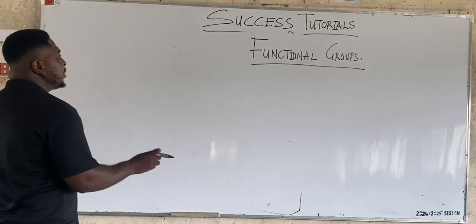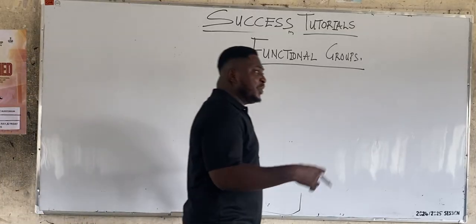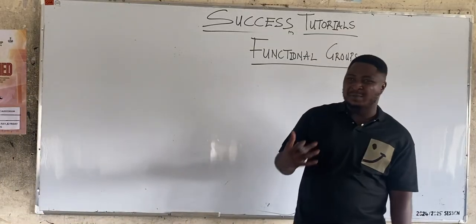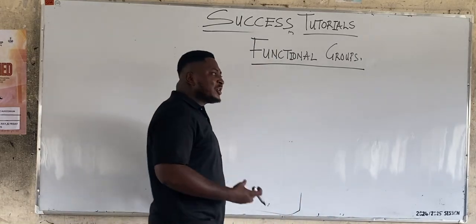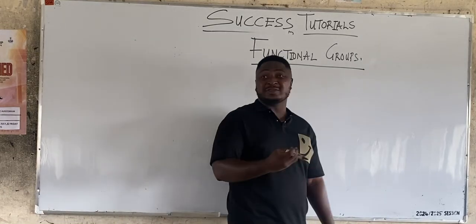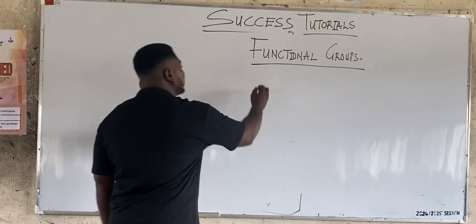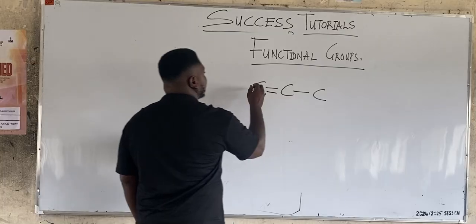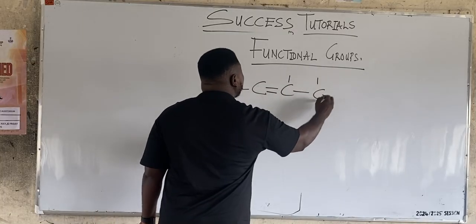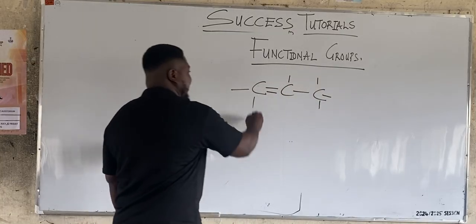Class, if you look at the definition of the functional group we just stated, we are told that it refers to a specific group of atoms or bonds, meaning that a functional group does not necessarily have to be an atom, it can be a bond. Because class, you will be given a structure and have to determine the functional group in it. The functional group in this structure is this double bond.